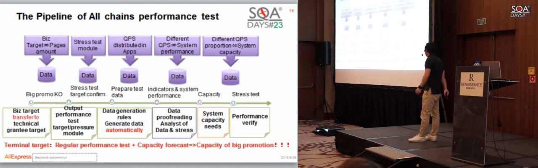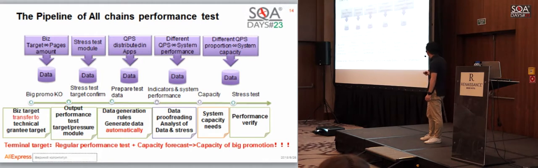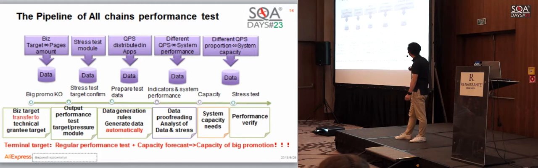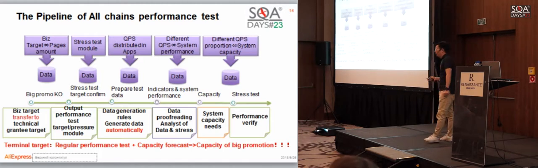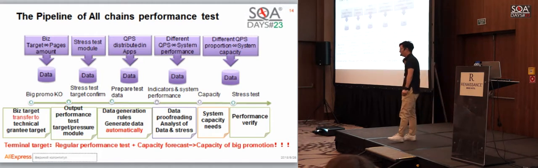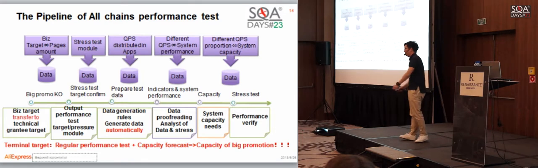So our terminal target is to do the regular performance test and the capacity forecast to get the capacity for our big promotions. Steps 3, 4, 5, and 6 we can do every week, every Friday. So this is the pipeline of our all-chain performance test. We launched the all-chain performance test in 2015. Now it is the 4th year.